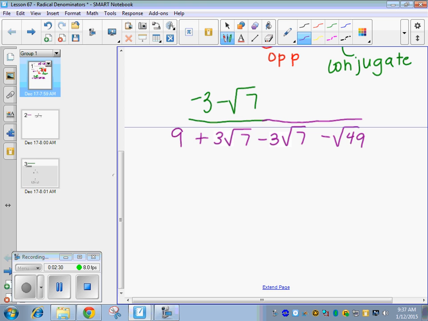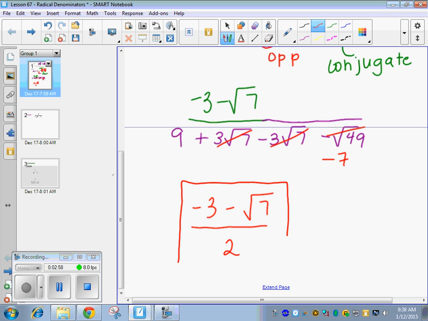And what's really cool is what happens to the middle terms. I have a positive 3 root 7 and minus 3 root 7, so those cancel. And then this turns into 7, so here I'm just going to have a minus 7 instead of the square root of 49. So my numerator stays the same, negative 3 minus the square root of 7. My denominator now, I have 9 minus 7, which is 2. That's the answer.